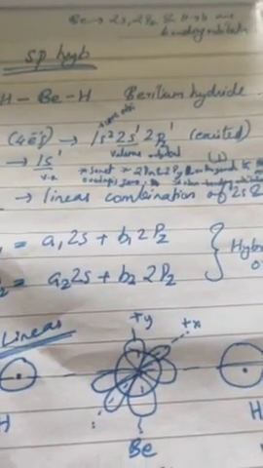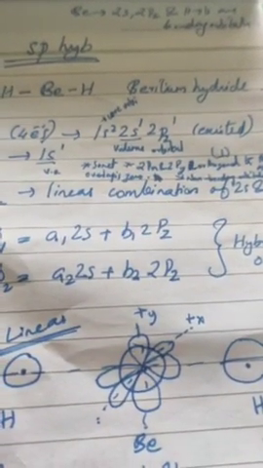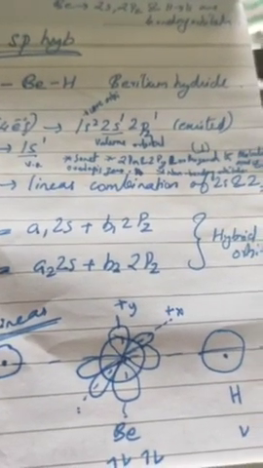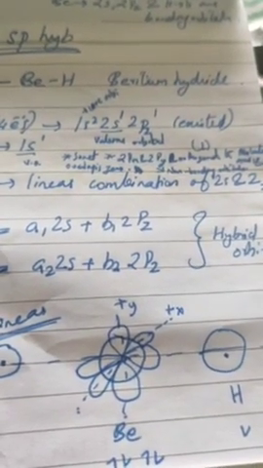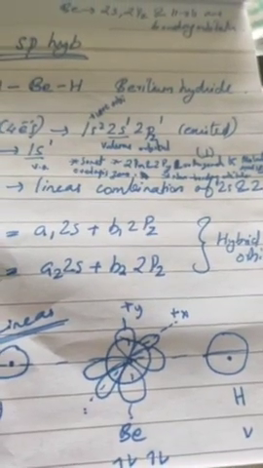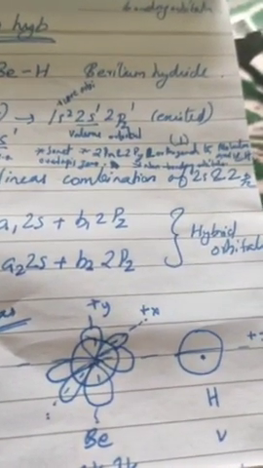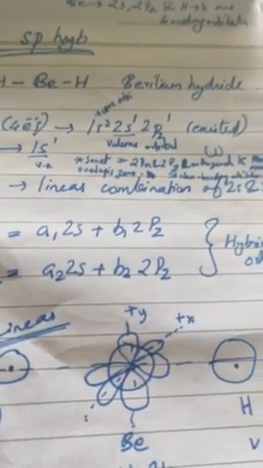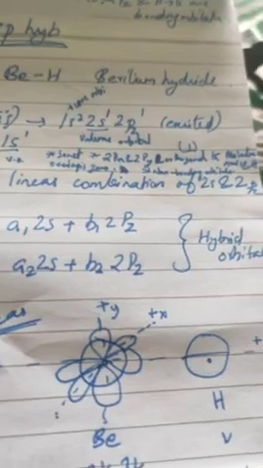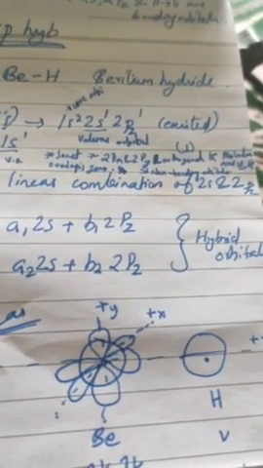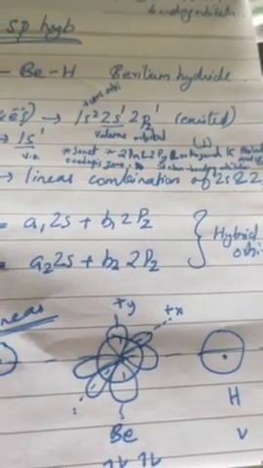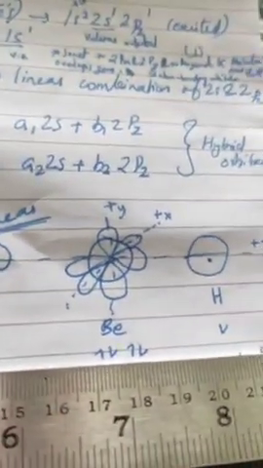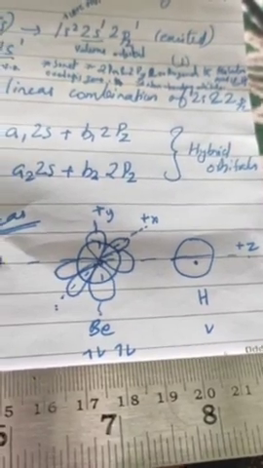And in the excited state, you can see that the electrons are in the 2s and 2pz orbitals, which are the valence orbitals in the case of beryllium hydride. In the case of beryllium, the 2px and 2py must be orthogonal to the molecular axis. For better understanding, you can see the diagrammatic representation given below.